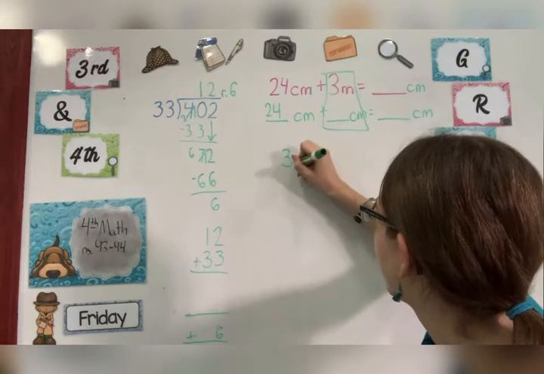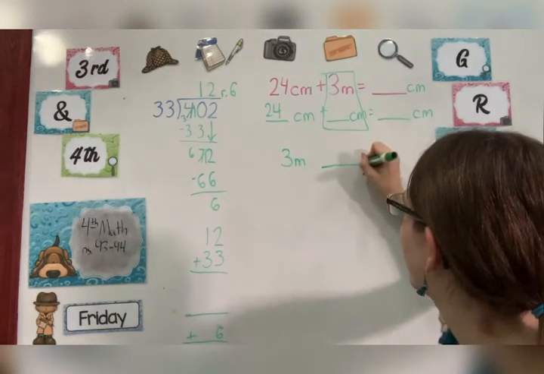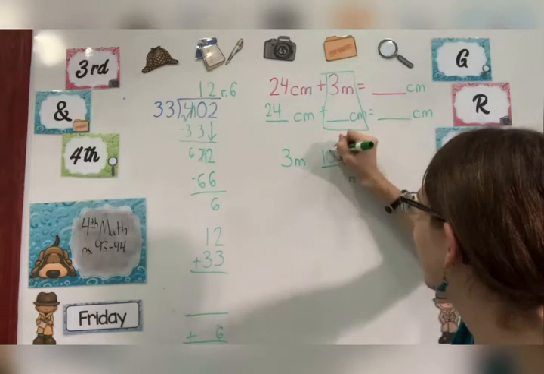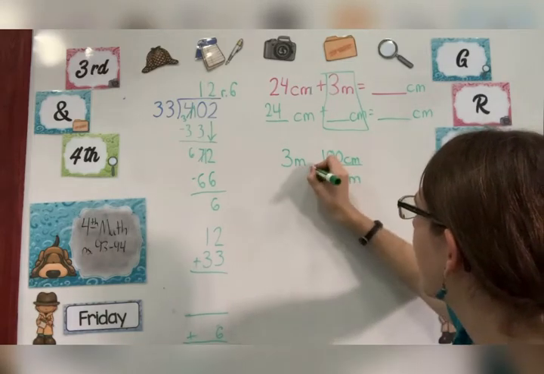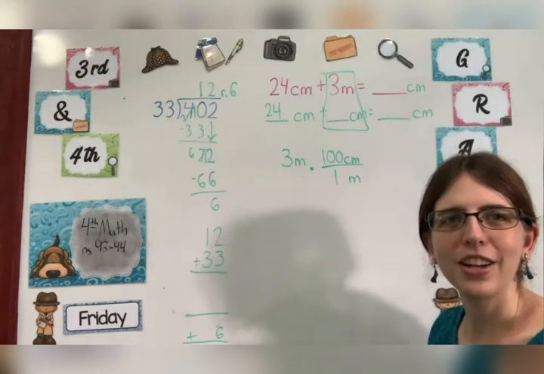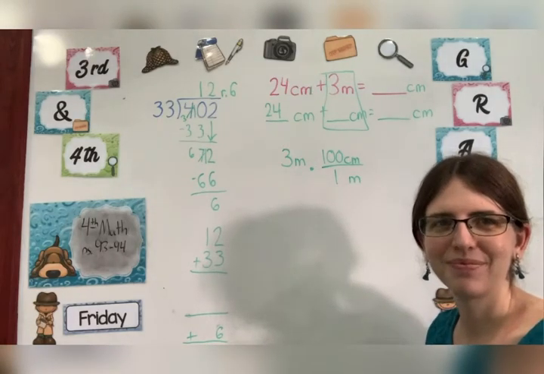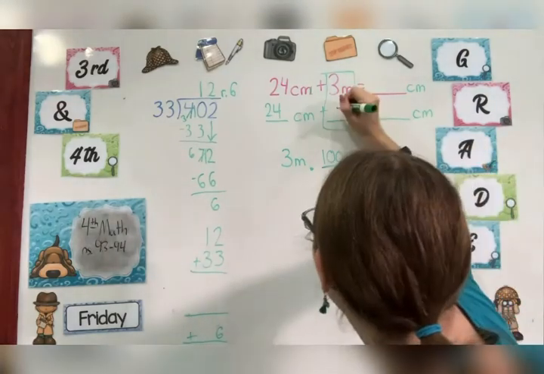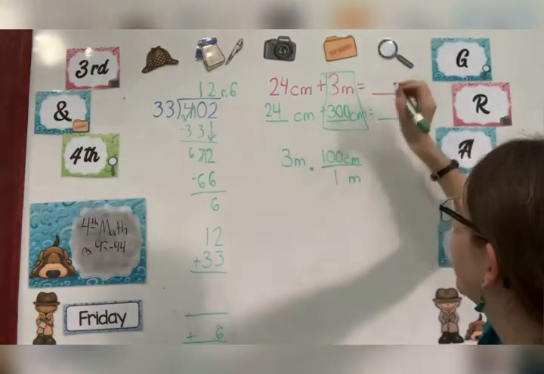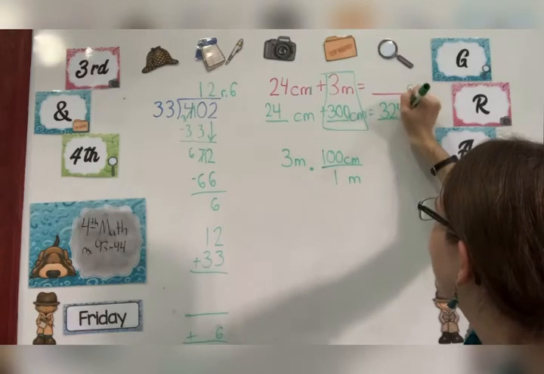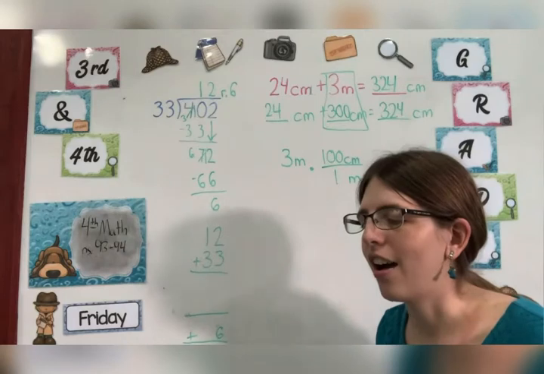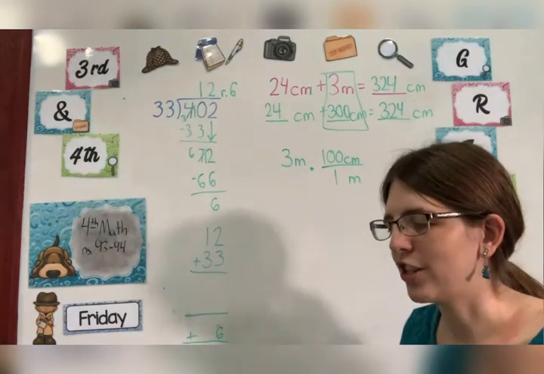So we're going from 3 meters to centimeters from meters. We've already said that there are 100 centimeters in a meter, and we multiply across. 3 times 100 is what, class? 300. 24 plus 300 is 324. All right, go ahead and finish up with B there.